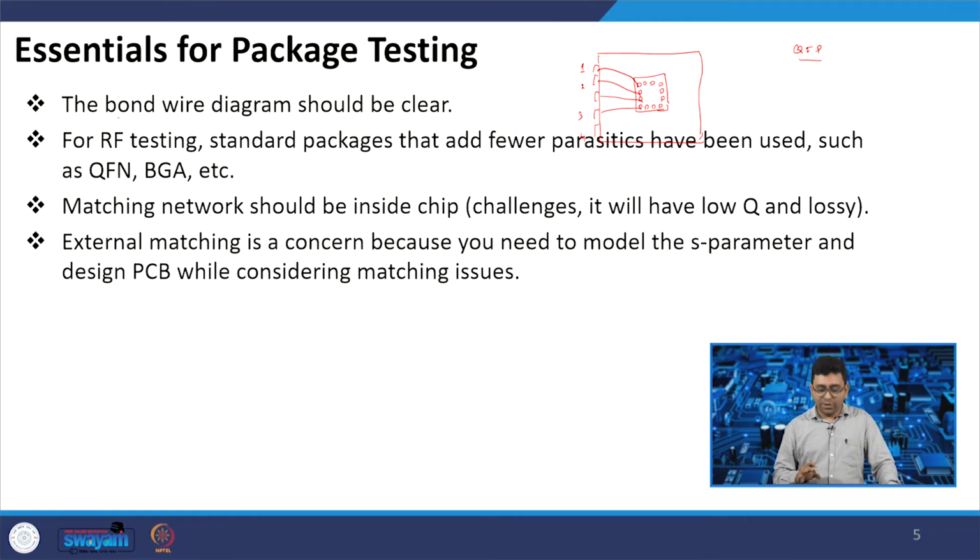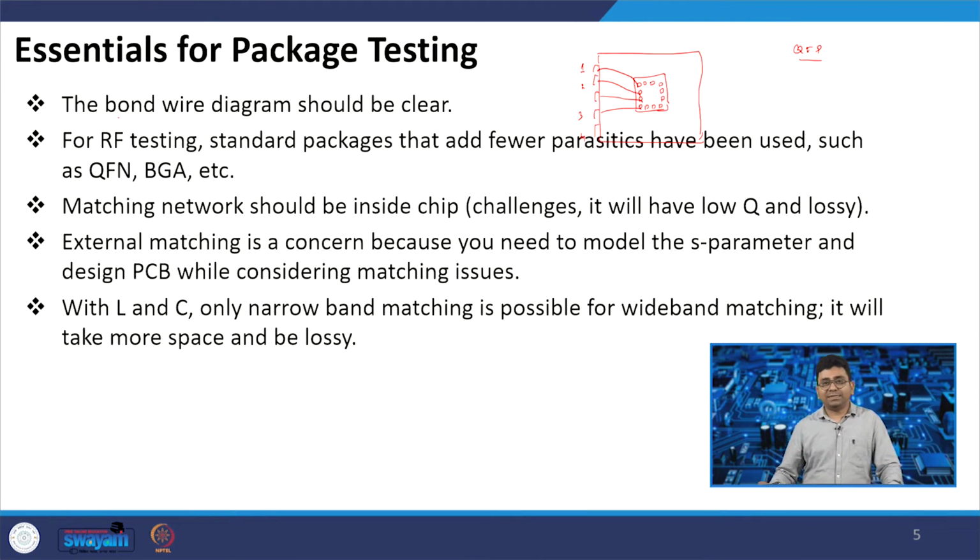External matching is one of the concerns, because you need to model the S parameters and design the PCB while considering the matching issue. It is possible, but you need to take care beforehand of how you are going to do the matching. With L and C, only narrowband matching is possible. For wideband matching, it will take more space and be lossy. So, that is also one of the challenges.